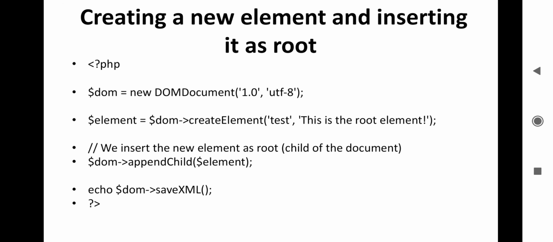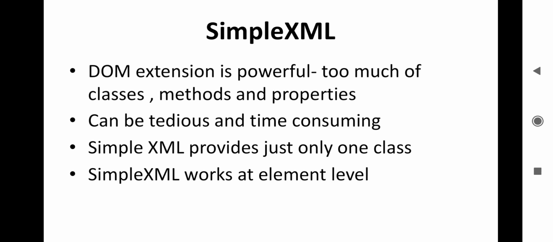Now how to insert this element? This element is stored inside the $element. We insert a new element as a root. Okay, we can insert it as a root by using the appendChild function. So pass $element as an argument to appendChild and you can insert it. After that you need to call the function saveXML, because it converts the DOM document object into a string. So in this way you can create a new element and you can insert it as a new XML element. Thank you.